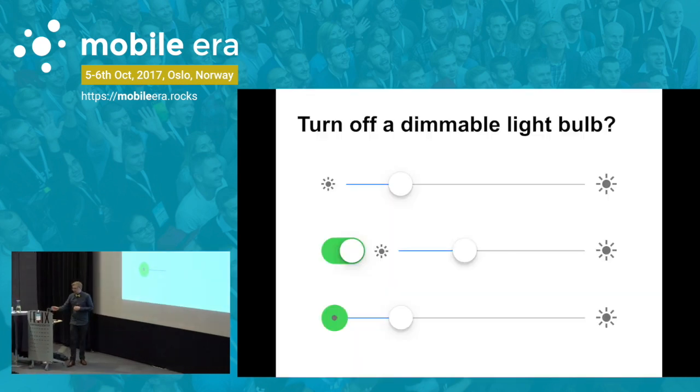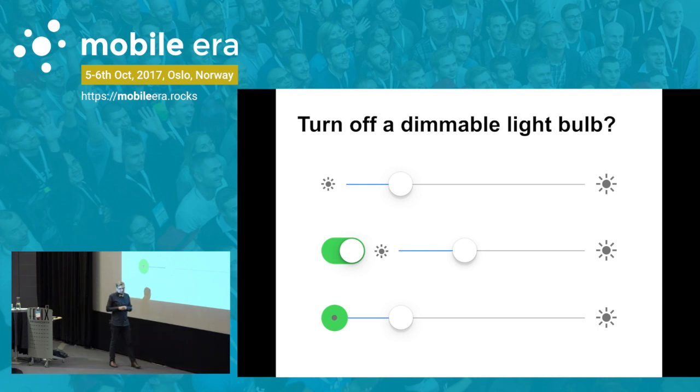Okay, so another problem. How do you turn off a dimmable light bulb? You guys probably have dimmers at home. It's a round control. You can dim the light up and off. So how to show it in an app?